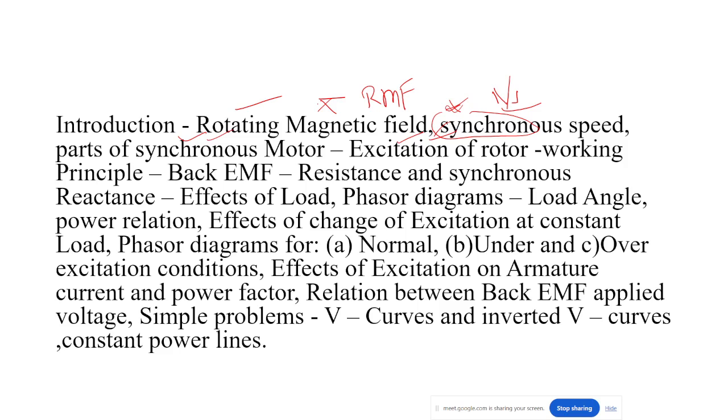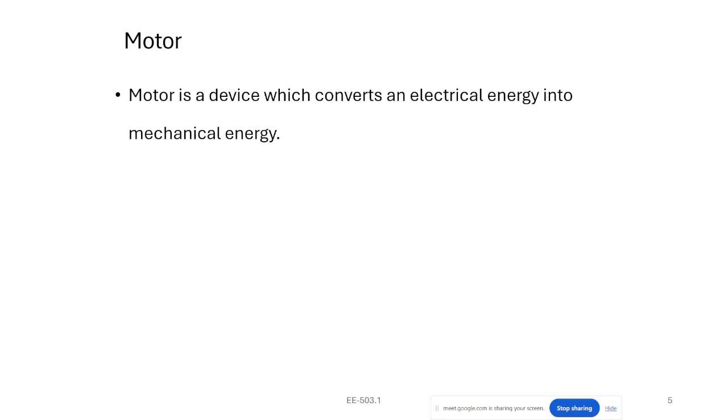Based upon the excitation, we'll have phasor diagrams, effect of load, and we'll talk about the V curve and inverted V curves, which also come under excitation. First we'll talk about what the rotating magnetic field is, then we'll go into detail. First we'll start with the motor.